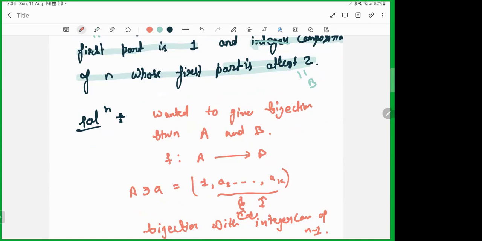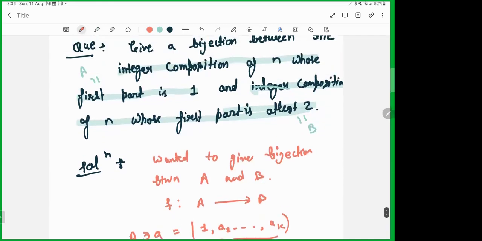So what are you saying? Can you say again? I didn't get what you are saying. So scroll up. One second. Yes. So we have firstly that the composition of n numbers with the first part being 1 is in bijection with composition of n minus 1 numbers with any choice. So the first number can be anything. Now, first number cannot be anything. First number should be at least two.